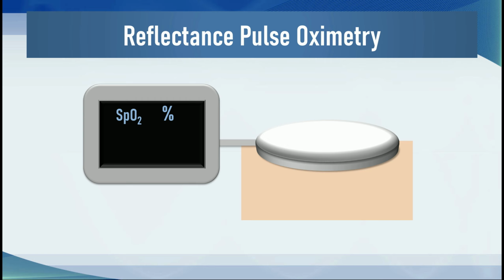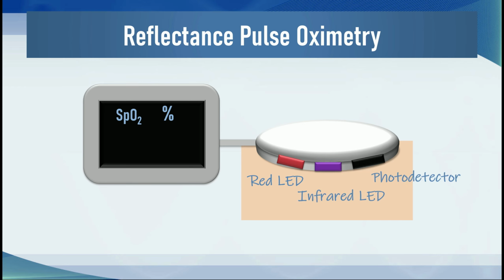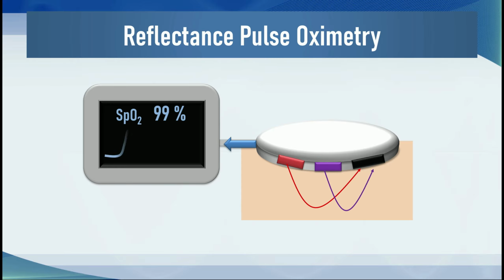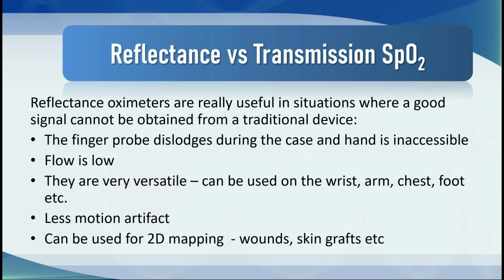So we have our probe that is attached, for example, to the forehead. There's a red LED, an infrared LED, and a photodetector. This, of course, is attached to the signal processing unit that has a display. The signals are sent from the device, reflect off the skin and tissues, and are detected by the signal processing unit. The data looks exactly the same as the finger oximeter. So reflectance oximeters are really useful in situations where a good signal cannot be obtained from a traditional device.